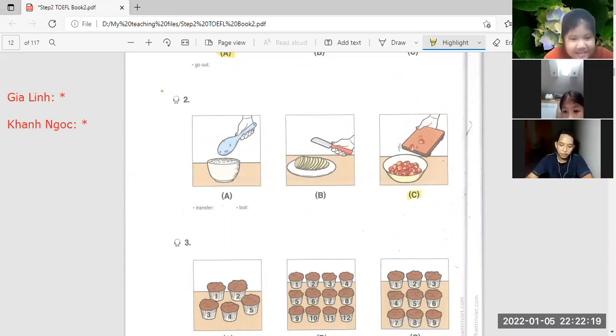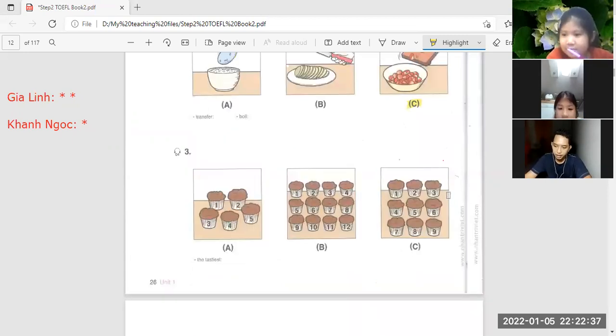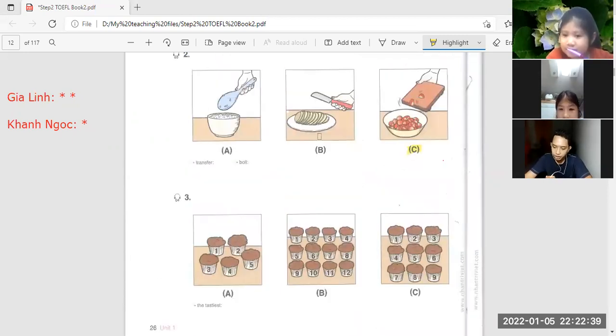Okay. Do you know why the correct answer is C? Because the woman said please chop the tomatoes, not potatoes. Tomatoes, not potatoes. Okay, Khánh Ngọc. Not potatoes, but tomatoes. All right. Let's listen to number 3.